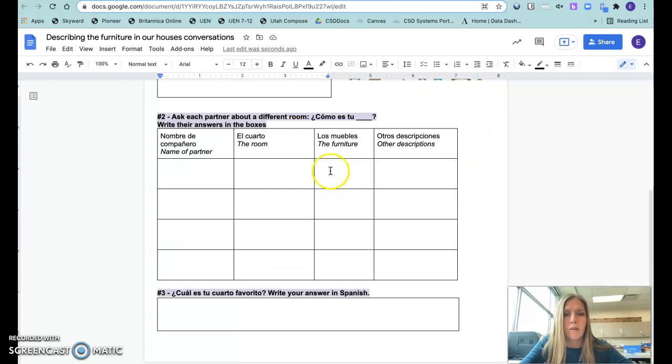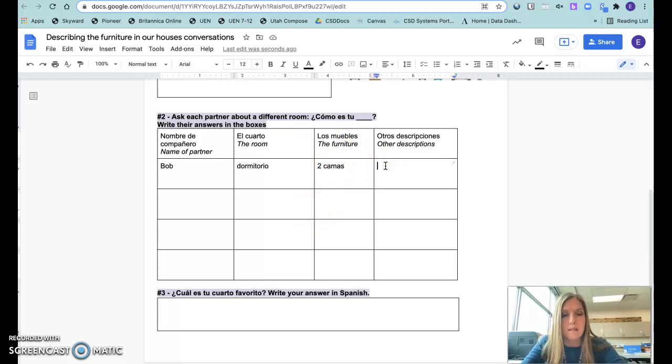¿Cómo es tu dormitorio? So my partner is telling me about their room. My partner is Bob. And I asked him about his dormitorio. And he starts telling me, mi dormitorio tiene una cama. Okay, maybe his room has 2 camas. Shares his room with his little brother. Whatever. So you go through, you write all the things that are in the room.